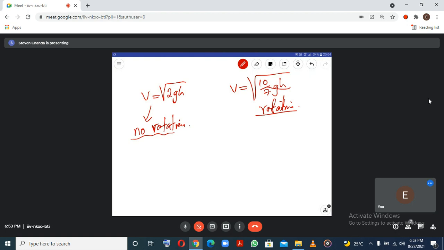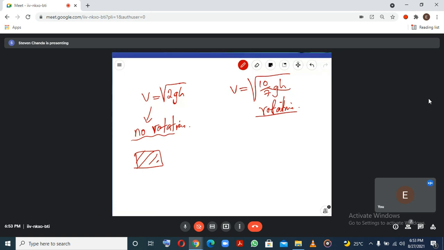When there is no rotation, it could be something like a block, and those are the questions we were solving, where there is a block and things like that. So that just shows that when there is rotation, some potential energy goes into causing the wheel to rotate, and as a result, you have those differences.